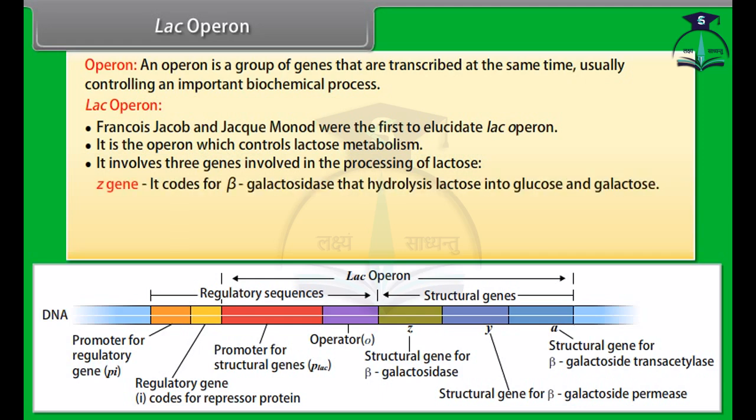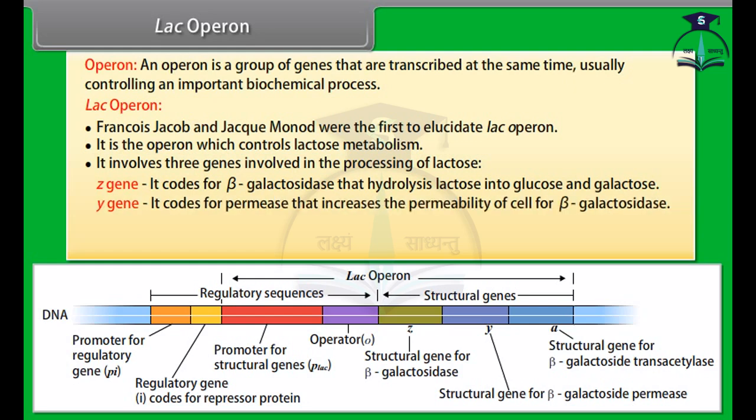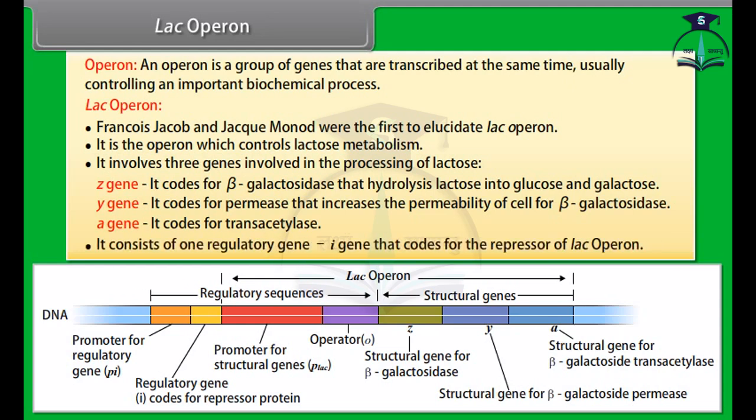Z gene. It codes for beta-galactosidase that hydrolyzes lactose into glucose and galactose. Y gene. It codes for permease that increases the permeability of the cell to lactose. A gene. It codes for transacetylase. It consists of one regulatory gene, I gene, that codes for the repressor of lac operon.